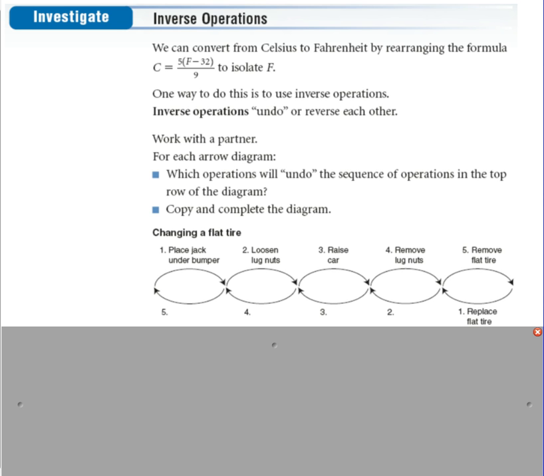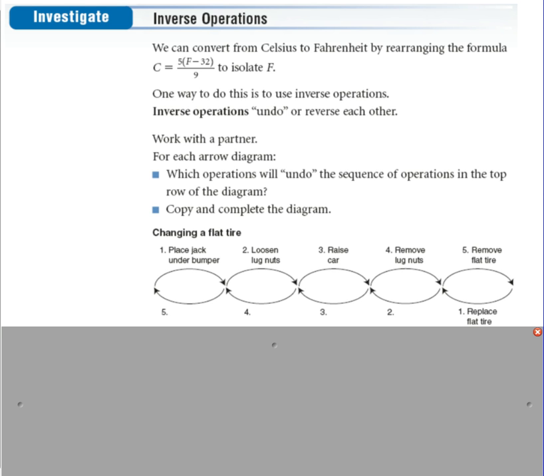A good example would be starting with a flat tire. You know, the flat tire is on the vehicle, and the first thing we do to the tire is we place the jack under the vehicle somewhere securely on the vehicle. We place the jack, then we loosen the lug nuts from the tire, then we raise the car, then we remove the lug nuts, we finally remove the flat tire, and then we reverse the process to get back to what we started with.